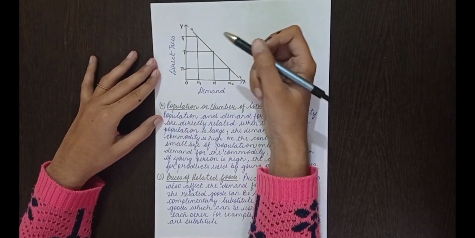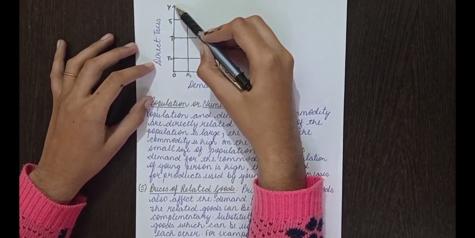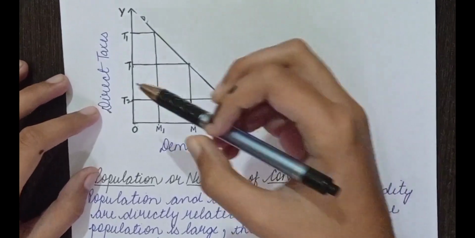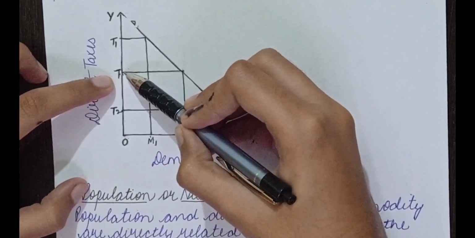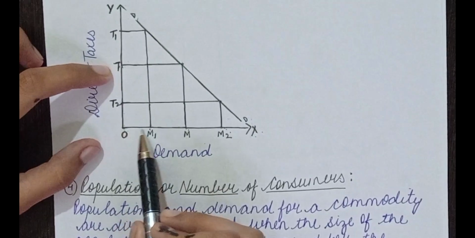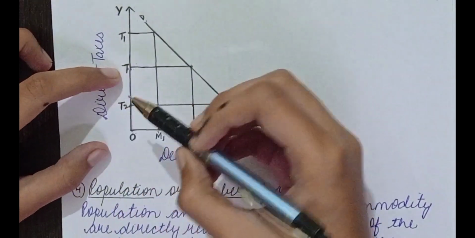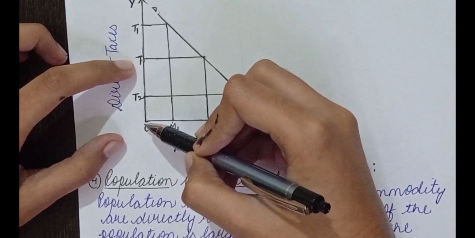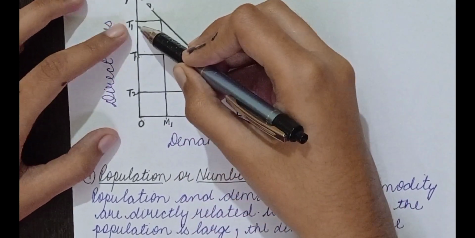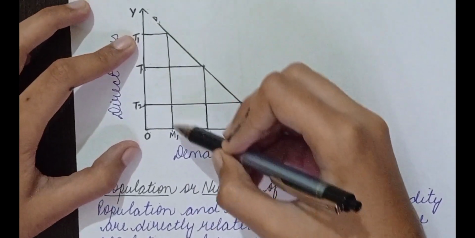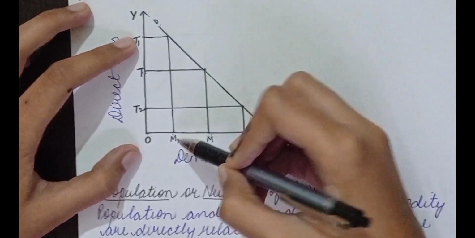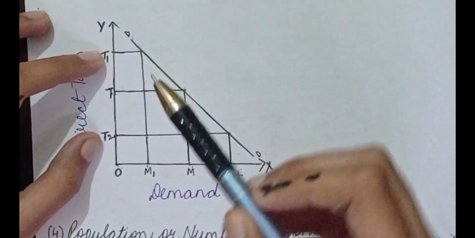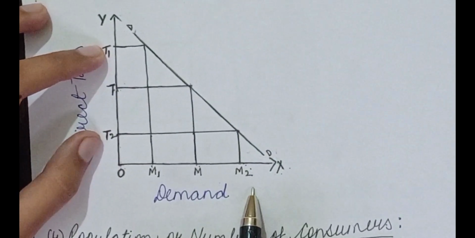In this figure, tax is taken on the y-axis and demand is taken on the x-axis. When the amount of tax is OT, demand for a commodity is OM. With an increase in the volume of tax to OT1, demand for the commodity falls to M1. With a reduction in the direct taxes to OT2, demand rises to M2.